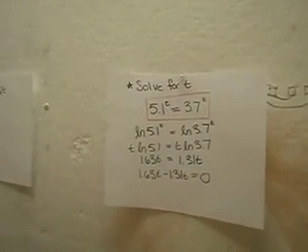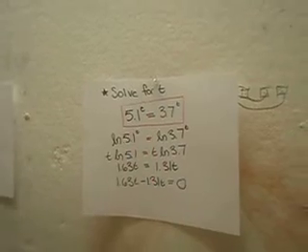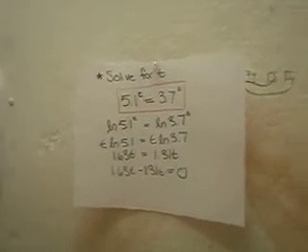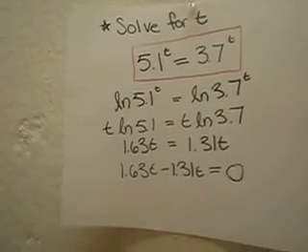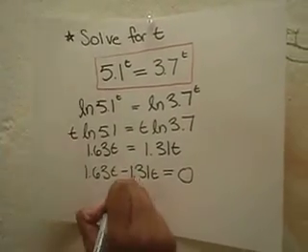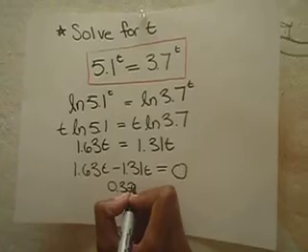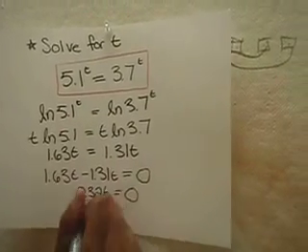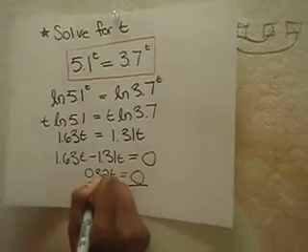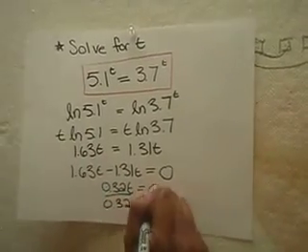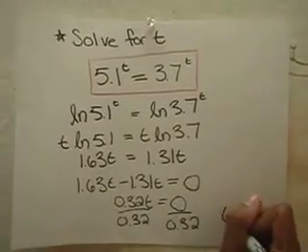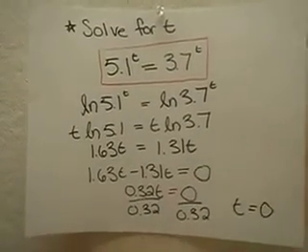Now all you have to do is do the math. 1.63 minus 1.31 and 0.32t equals 0. Again, you divide by 0.32, and of course t is just 0. And that's your answer.